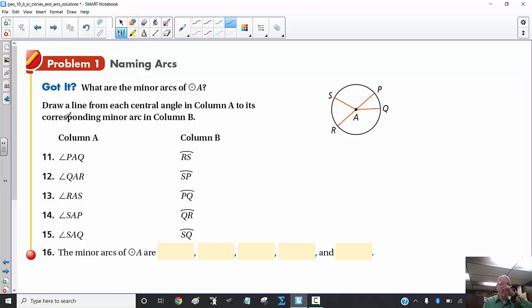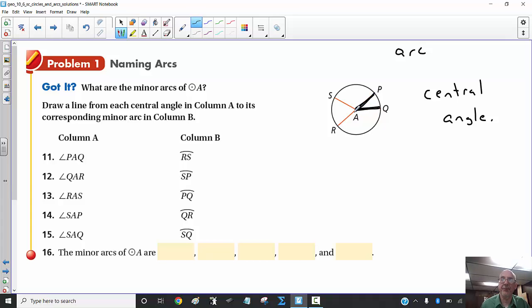Naming the arcs. I dislike doing these drawing lines to things, but let's work with it. Now, the big important thing to discuss is they're talking about arcs now, and we're talking about angles. And we need to understand at this point in the conversation, an arc is measured by the central angle. Let me write that. Arc, and we're going to use the word central angle. So PAQ. We're talking about this angle right here.